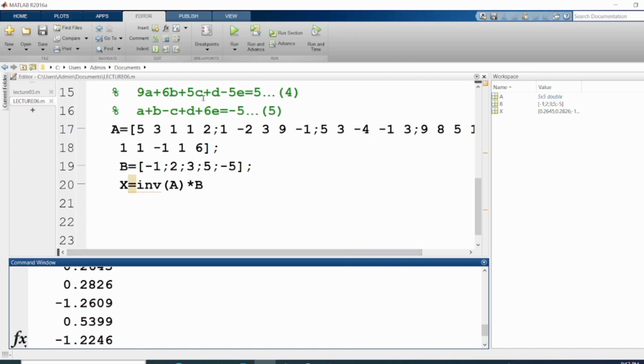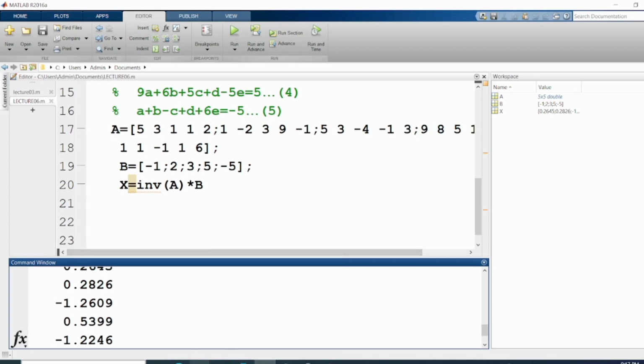The equations on both sides must be satisfied. It means if you put the values of a, b, c, d, e in this equation, the left hand side of this equation must be equal to minus 5, because the right hand side is minus 5. These are simultaneous linear equations, so you can solve simply by putting these values.